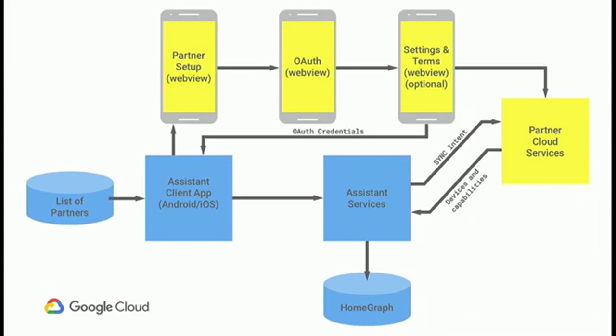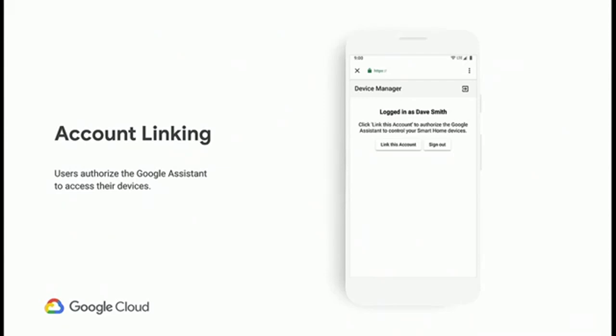The first is account linking, which is represented by that web sign-in flow that you see up there at the top. And the second is intent fulfillment, which you see between the cloud services there and the assistant. So we're going to talk about both of these in a little bit more detail here, starting with account linking.